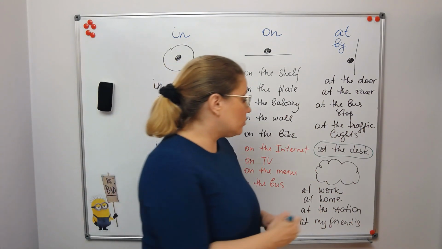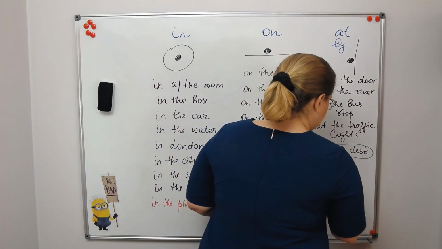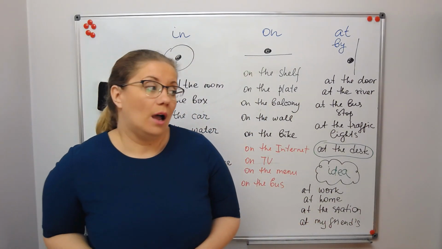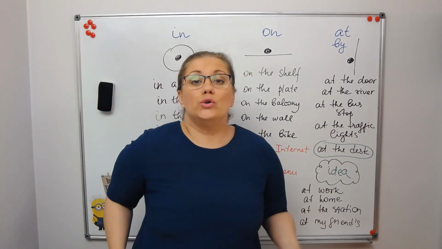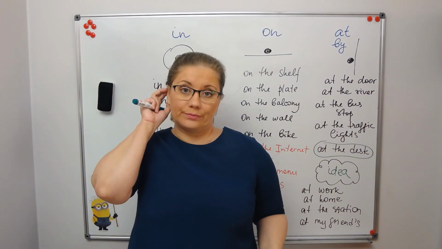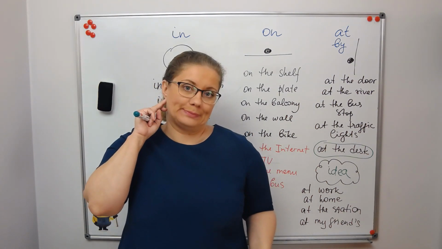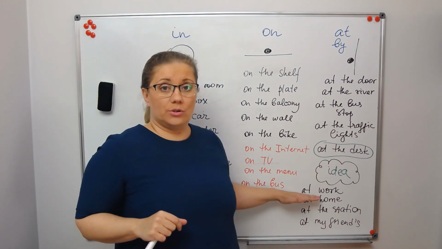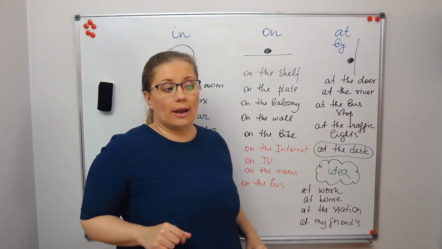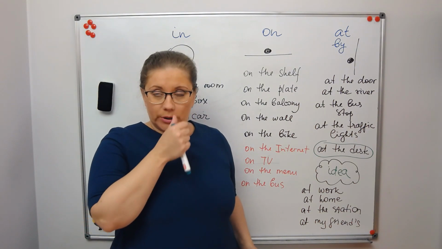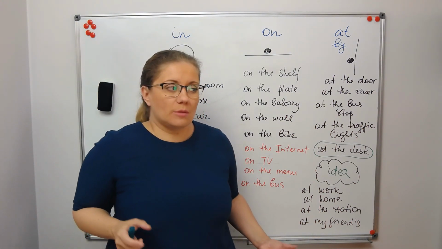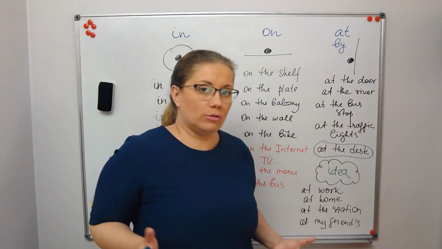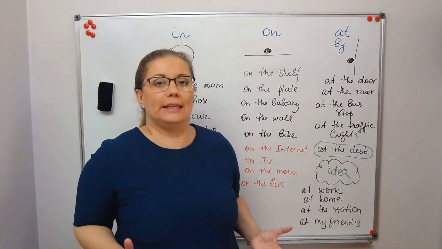If you are talking about the idea of something, not the place, meaning you are doing something at this place. For example, we say at work. I'm at work. We don't say I am in work, or I'm on work, because work is some kind of the idea of the place where you make money.